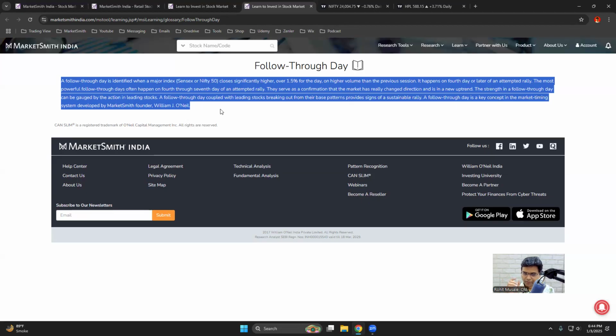So three things don't work in the market: emotions, logic, and intelligence. Don't use your emotions, don't use your logic, don't use your intelligence. You don't need to do that. Just look at data and follow the data.